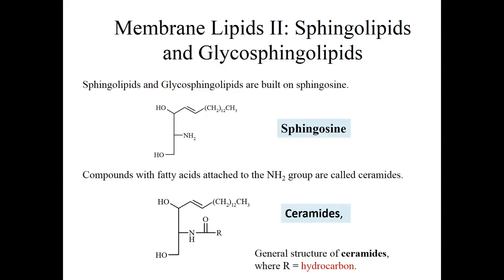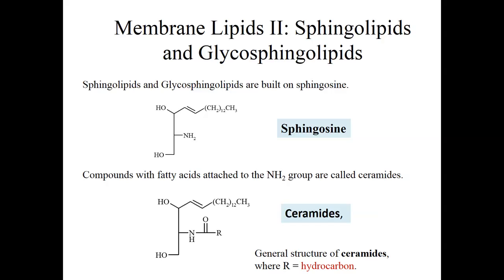So the sphingosine is the building block. It has the amine group to it. Okay, the long aliphatic chain, we have OH and OH. But here it has this amine group to it. Now the amine group can accept a fatty acid. So once you have one fatty acid attached to the amine group here, it is called ceramide. Okay, so ceramide is the sphingosine plus fatty acid. Is that clear? Good. All right.